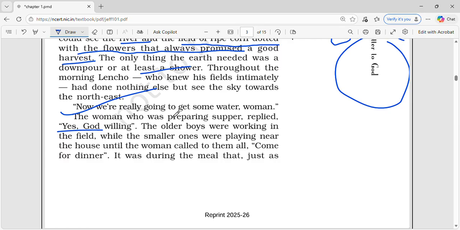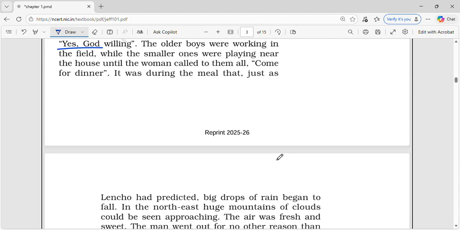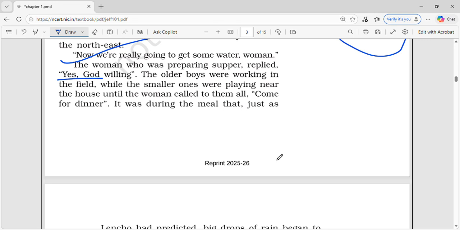The older boys were working in the field while the smaller ones were playing near the house until the woman called them all inside for dinner. It was during the meal that, just as Lencho had predicted, big drops of rain began to fall. देखो, now they had smaller kids, the smaller kids were actually playing near the house, and the bigger kids, the elder ones, the older boys, they were actually working in the field, okay.